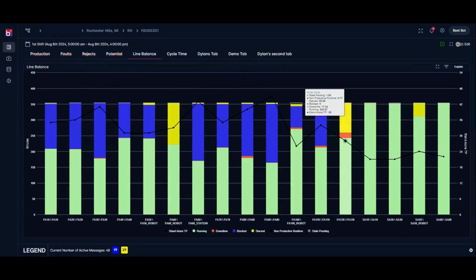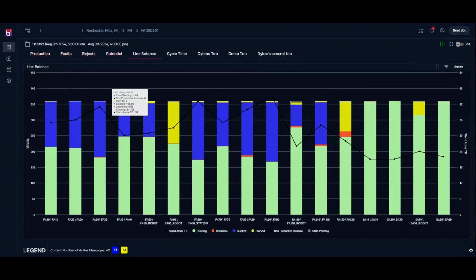So very quickly, you can see how the line flow is behaving, right? It looks like right here we have an instance of FA120 is starved a lot, it's waiting on FA110, and it's also faulted. We can see which stations are working the most. Whichever station has the most green time is actually working on its process the most.